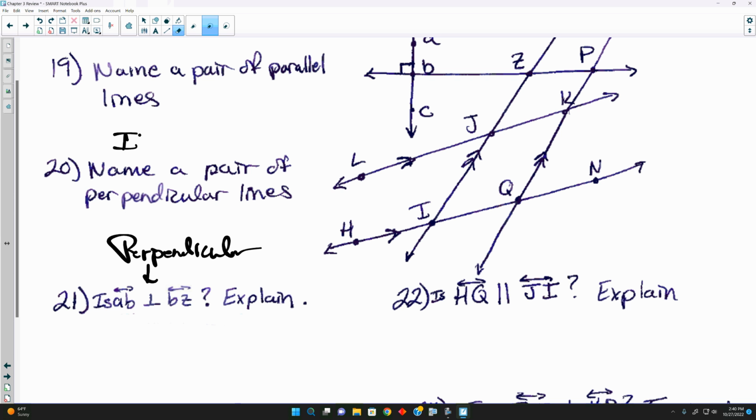Okay, so we can say IZ is parallel to QP. Now we could say IJ is parallel to QK, because those are the same 2 lines, yes? We could also have said line LJ is parallel to line HI. And I will look, especially on these here, to make sure that your lettering does match up. As long as they match up, you're good. So again, I'm not looking for one specific one as long as it follows it.